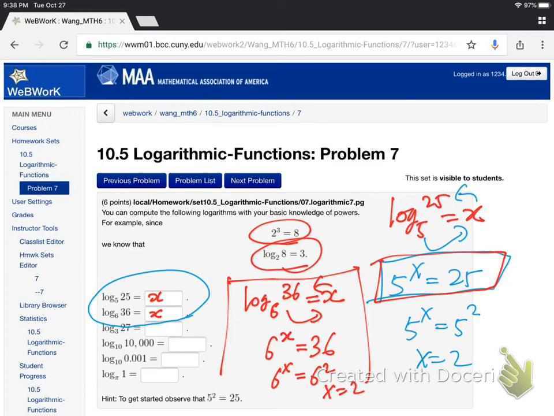So I got the same solution, number 2, for the first two problems. You can try other problems. They're very similar.